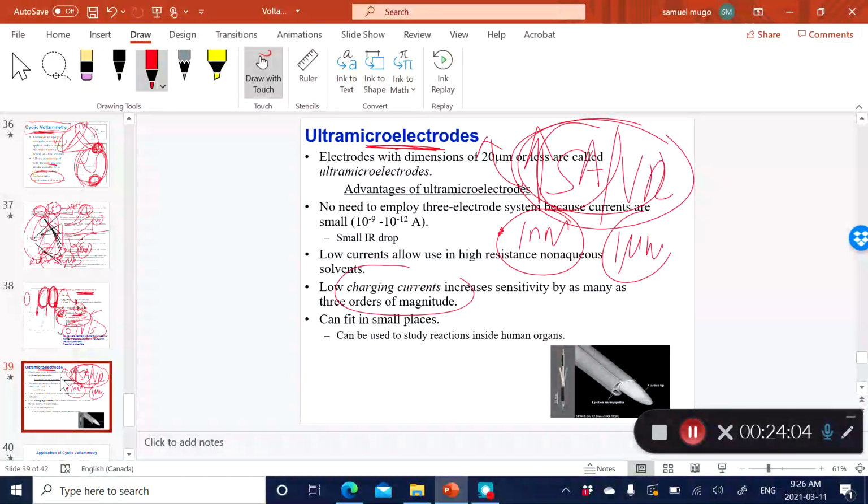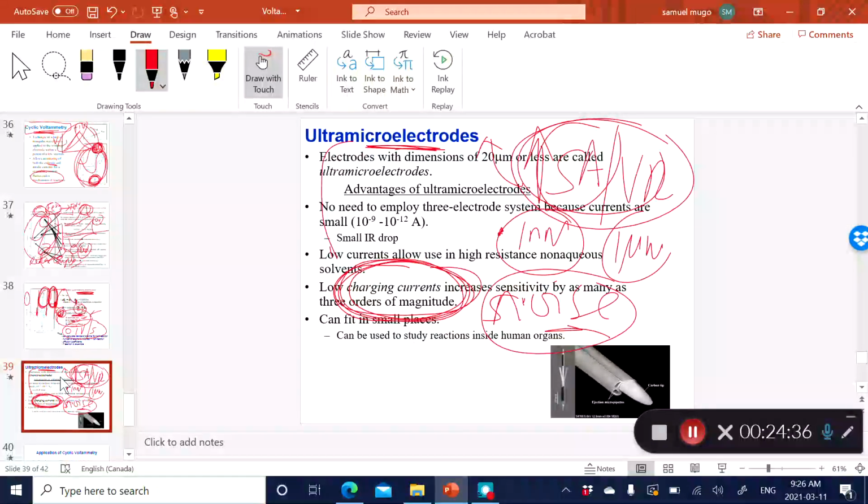Another important thing with small electrodes is that they've got fairly low charging current, which, as I've said before, is a big problem in voltammetry. Charging current is noise. If there's any way of reducing noise, like we talked about pulse voltammetry, that is a good thing. And it's been determined that small electrodes give you less charging current, which increases your signal to noise ratio, which decreases your limit of detection, which is a good thing.